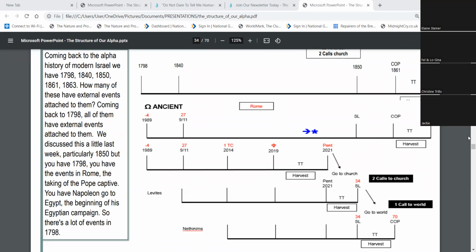Coming back to the Alpha history of modern Israel, we have 1798, 1840, 1850, 1861, and 1863. And how many of them have external events attached to them? Coming back to 1798, all of them have external events attached to them. We discussed this a little last week, particularly in 1850, but you have 1798 and you have the events in Rome and taking the Pope captive. You have Napoleon go to Egypt, the beginning of his Egyptian campaign. So there are lots of events in 1798.